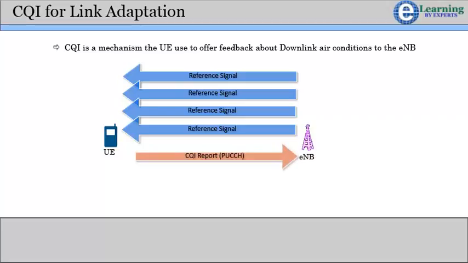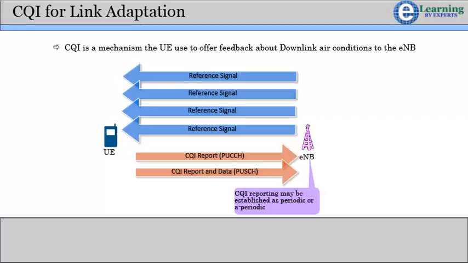using the Physical Uplink Control Channel, PUCCH, or, if uplink bandwidth has been allocated, it will include it on the Physical Uplink Shared Channel, PUSCH. It should be noted that depending upon the operator configuration, CQI reporting may be established as periodic or aperiodic, meaning CQI can be requested by the ENB as needed.